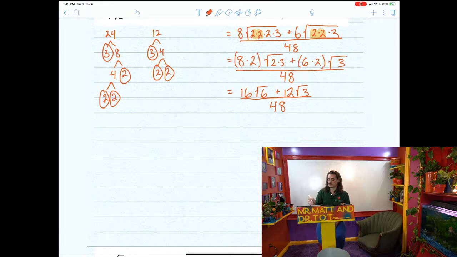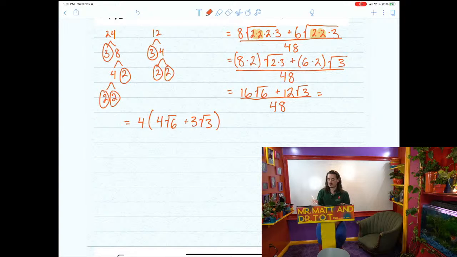So I'm just going to continue this down here to the left. I'm going to pull a 4 out of the numerator, so that's going to give me 4 root 6 plus 3 root 3. Remember, when you pull a value out, you put the value on the outside of the set of parentheses and you divide each of the original values by that value. So 16 root 6 divided by 4 is 4 root 6. 12 root 3 divided by 4 is 3 root 3.